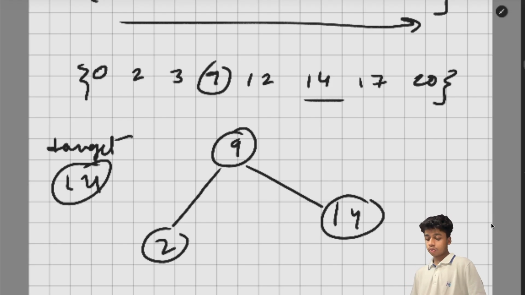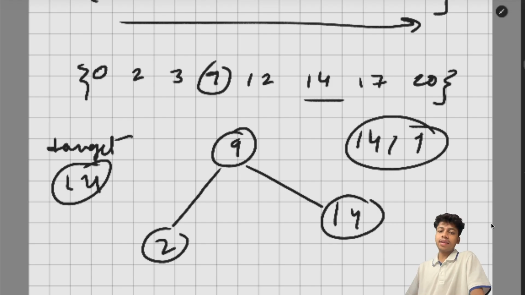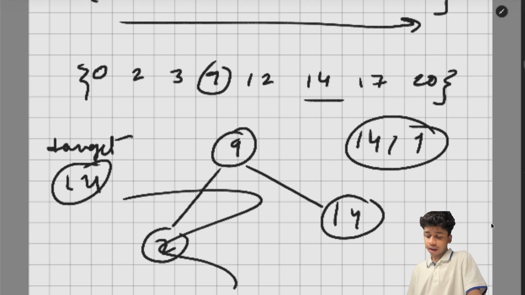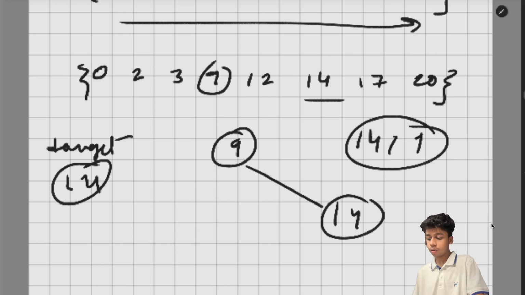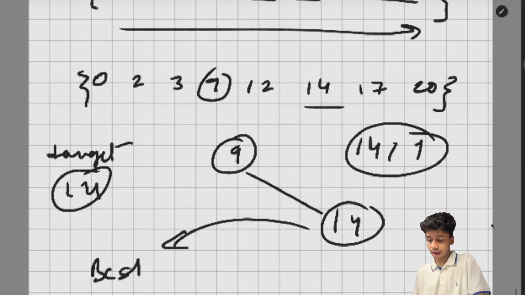So we will check, is 14 greater than 9? If 14 is greater than 9, search at the right-hand positions, the right part of the array of 9. So we can discard this part. We don't need to check this, because 14 is already greater than 9, so there is no sense in the sorted array that your element would be found before 9. So what we will do, we will remove this. We don't need to check this. And your best case is that the middle element is your target element.